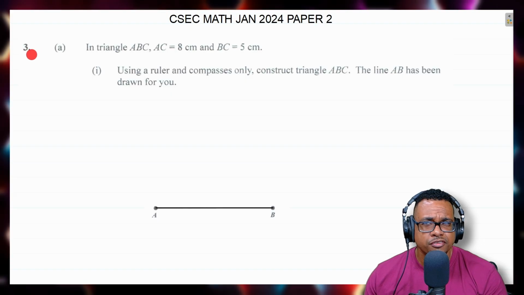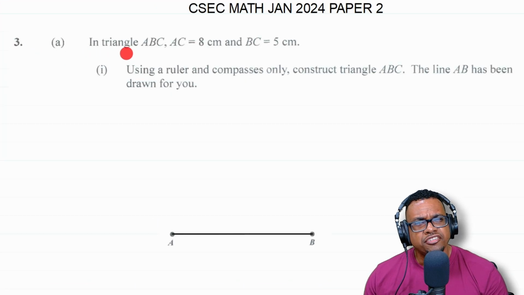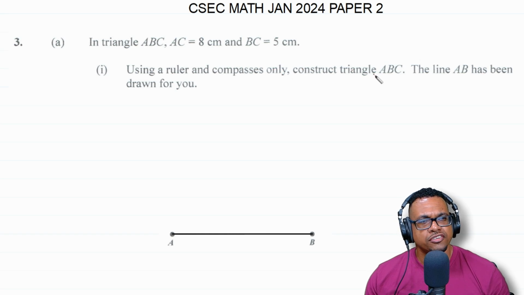So here we have question 3 part A. We have in triangle ABC, AC is equal to 8 centimeters and BC is equal to 5 centimeters. Now let's say using a ruler and compass only, construct triangle ABC. The line AB has been drawn for you.